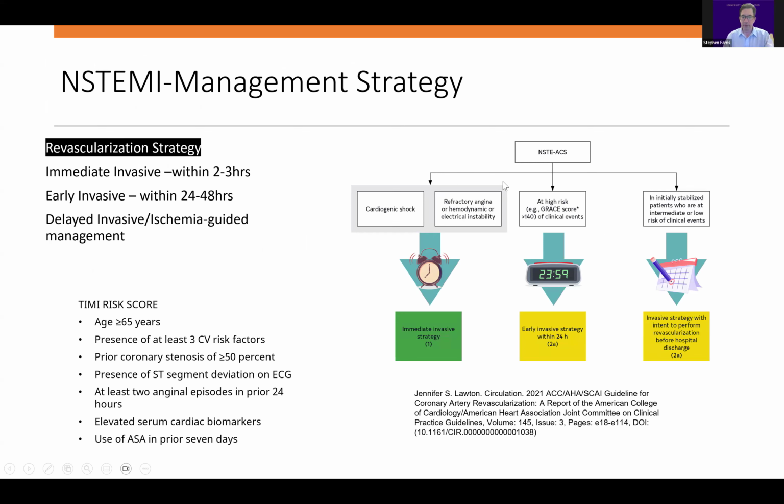This whole field is complicated and difficult, but if they have acute coronary syndrome, you really want to look at, well, are they in cardiogenic shock? Are they having electrical instability, meaning ventricular arrhythmias or heart block? Can you not get rid of their chest pain? Then we're going to go to the cath lab right away, even if it's an NSTEMI.